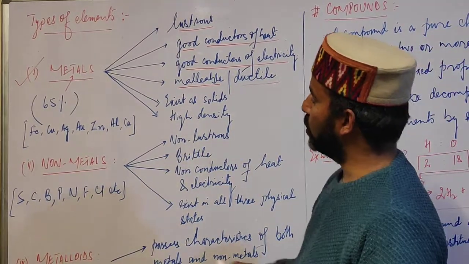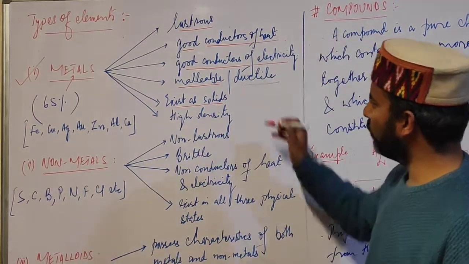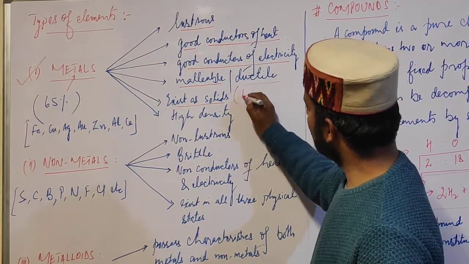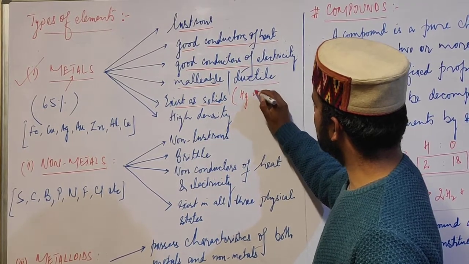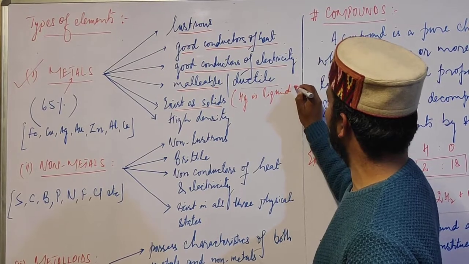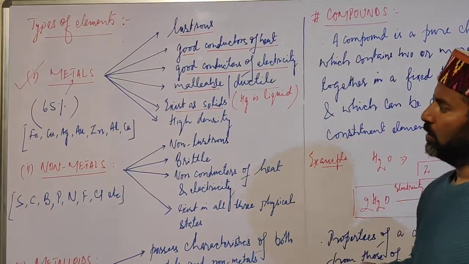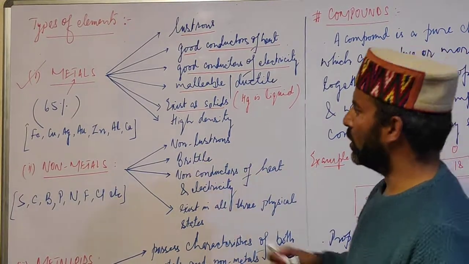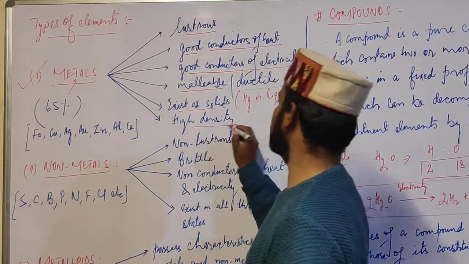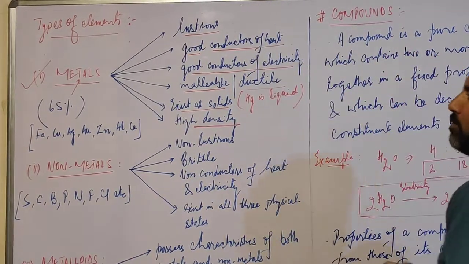And students, generally metals exist as solids. Though we have one exception here. Mercury is exception because mercury is liquid at room temperature, but otherwise most of the metals are what? They are solids at room temperature. Now students, metals generally have high density. So students, these are the characteristics of metals.